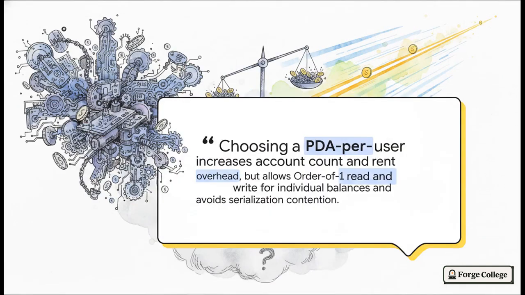Doing this removes all personal bias and grounds your entire architecture in hard, defensible logic. Now let's talk about trade-offs. Check out this hyper-specific, quantifiable example. Choosing a PDA per user increases account count and rent overhead, but allows order of one read and write for individual balances and avoids serialization contention.